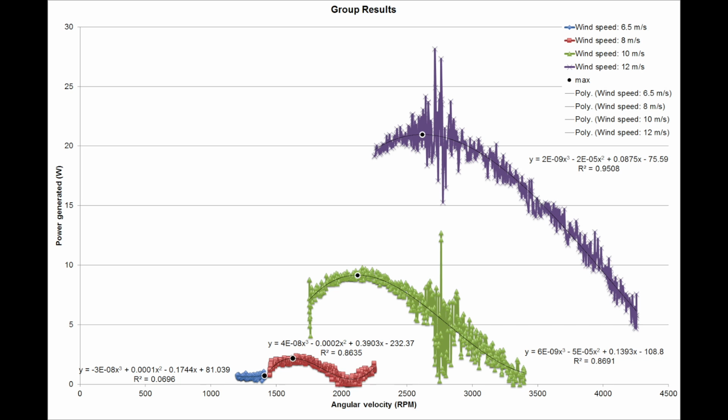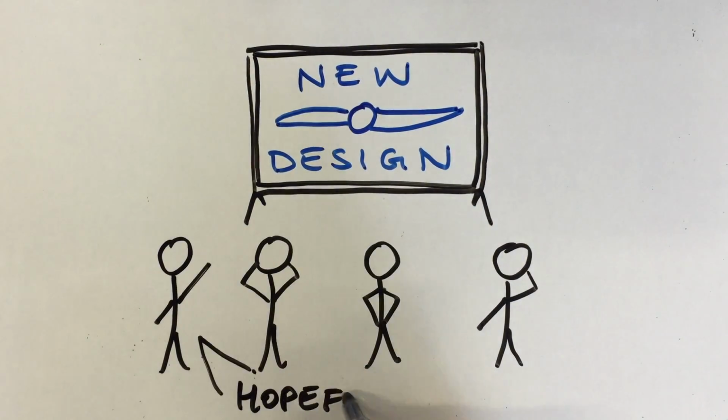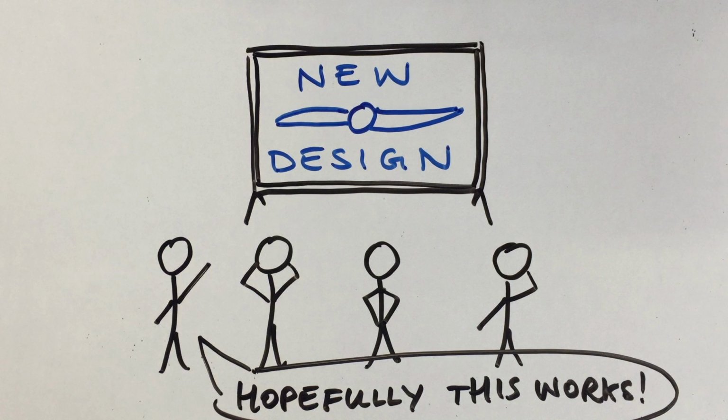It was apparent from our results that the maximum power at the operational wind speed was generated close to the resonant frequency. Considering the changes we would make to a new turbine, the resonant frequency would probably differ. Hopefully, it would also differ from the angular velocity of the maximum power generated. To ensure this, we would calculate the expected resonant frequency of the new design.